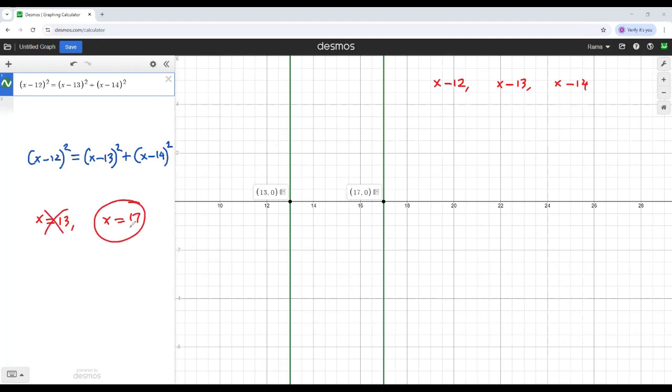Now let me verify the second value of x, that is 17. When I plug in x equals 17, 17 minus 12, I am getting 5. 17 minus 13 is 4. And 17 minus 14 gives 3. I am getting 3, 4 and 5 as the sides of the right triangle. And it's possible because these three values can be the sides of a right triangle, since they satisfy the Pythagorean theorem, that is 3 squared plus 4 squared equals 5 squared. That is, the sum of the squares of the two legs equals the square of the hypotenuse. Therefore, the length of each side of the equilateral triangle is 17 units.